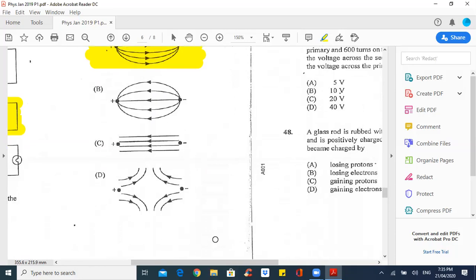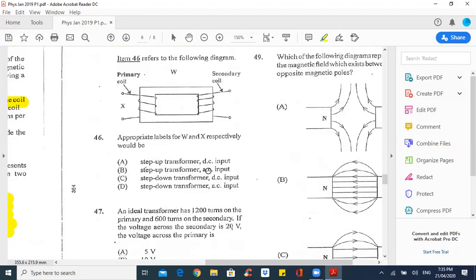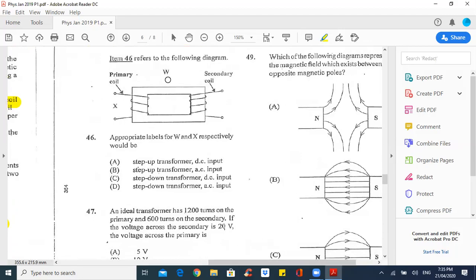Number 46 refers to the diagram there. They ask what is labeled X and Y. So X is what? A step up, because you go from 3 turns to 4 turns. So that's a step up transformer. And your input must always be AC. So B is the answer. Step up with an AC input.